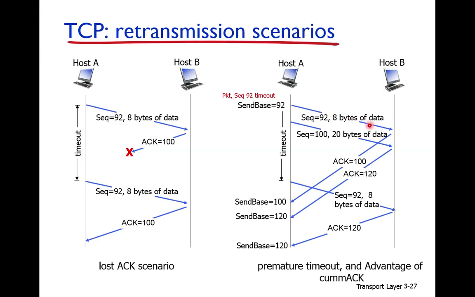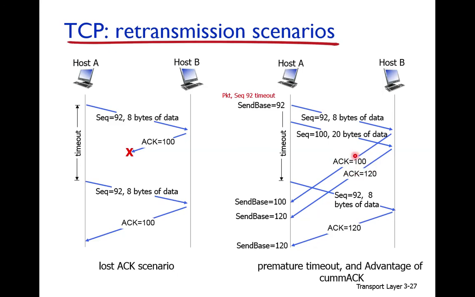The next one expected is sequence number 100, so acknowledgement number 100 will be sent for the first packet, and for the second packet, the bytes with sequence numbers 100 up to 119 are received. So the next expected sequence number will be 120, so acknowledgement 120 will be sent for the second packet. Suppose these acknowledgements get delayed.